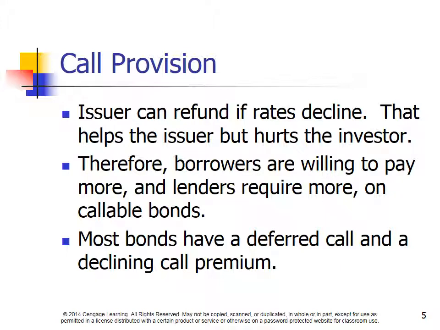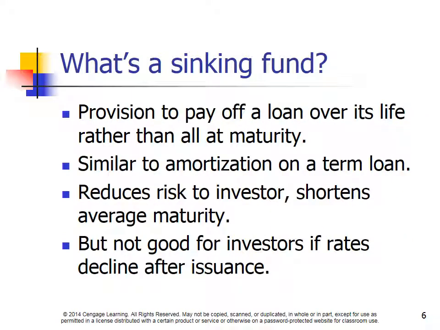A bond can be a callable bond or a non-callable bond. If an issuer can refund if interest rates decline, that helps the issuer but hurts the investor. Therefore, the borrowers are willing to pay more and the lenders require more on callable bonds. For most bonds, they have a deferred call and a declining call premium.